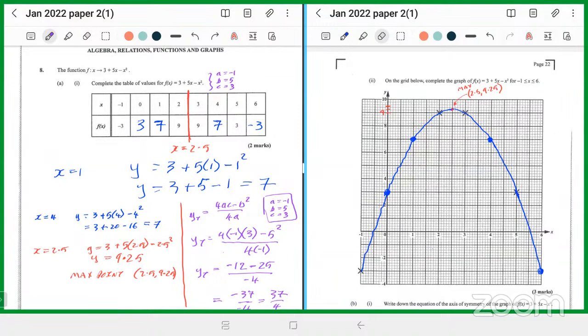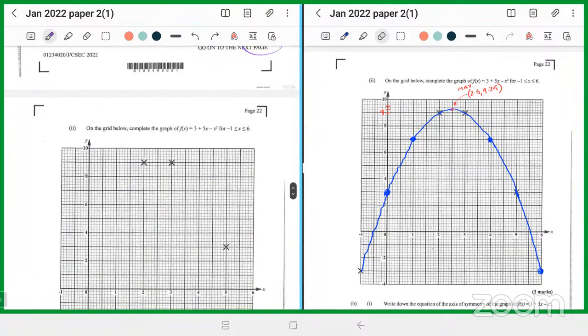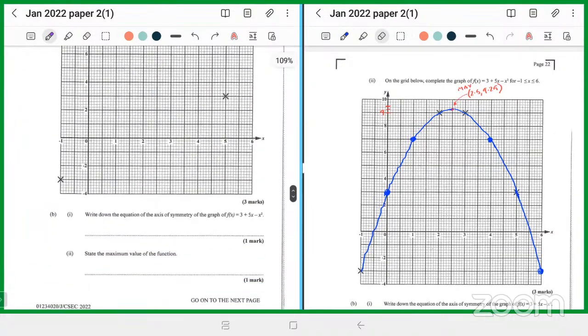All right, let us continue. What is the question I wanted us to do, apart from sketching the graph? So this is the sketch part of it. Then it says, write down the equation of the axis of symmetry. See it? Same line, x equals 2.5. If you want, you could write 2.5 or 5/2, same thing. Then it says, state the maximum value of the function. You see it? It is 9.25. Plenty people have put 9 for this and get it wrong.